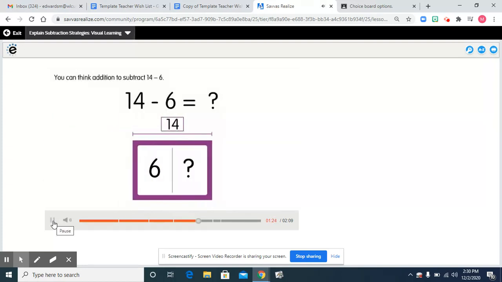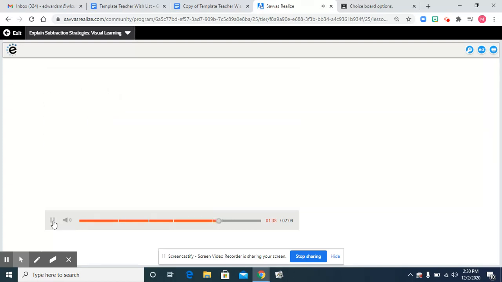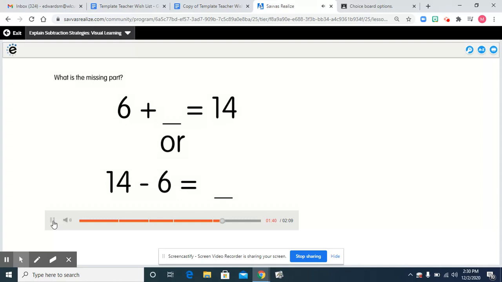You can think addition to subtract 14 minus 6. What related addition sentence can you write for 14 minus 6? What is the missing part? 8 is the missing part. 6 plus 8 equals 14. So that means that 14 minus 6 equals 8.